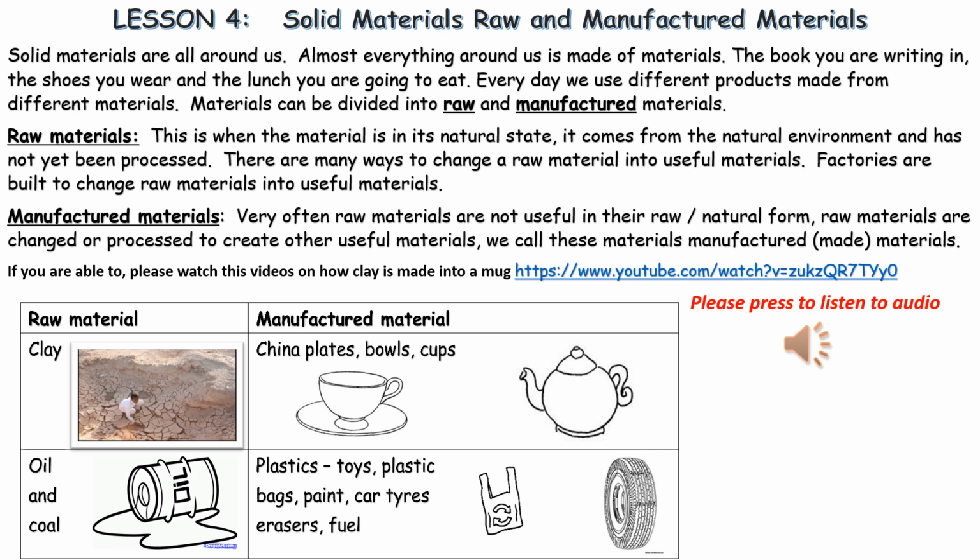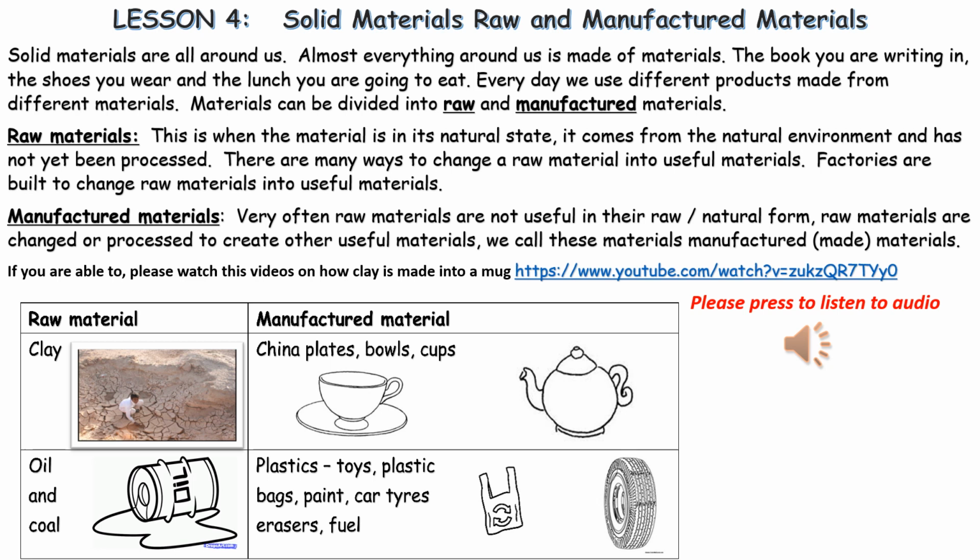Everything around us is made up of matter. There are 3 types of matter: solids, liquids, and gases. These are called the states of matter. All matter is made up of particles, which are so small they are microscopic. We need a microscope to see these particles.